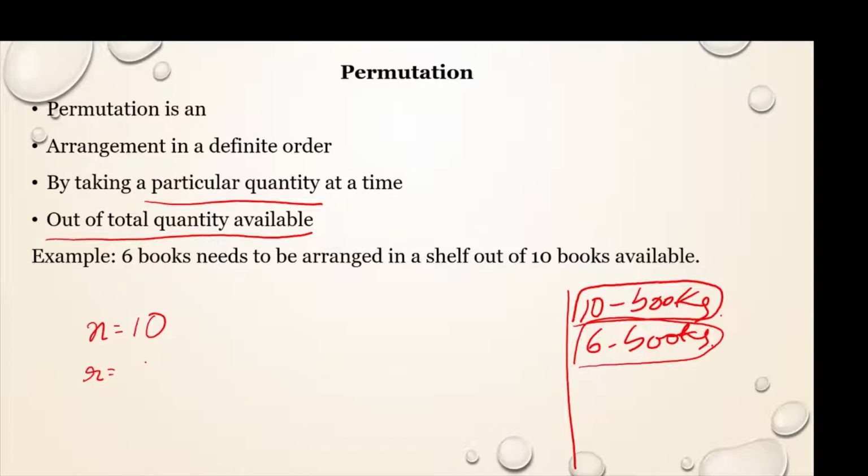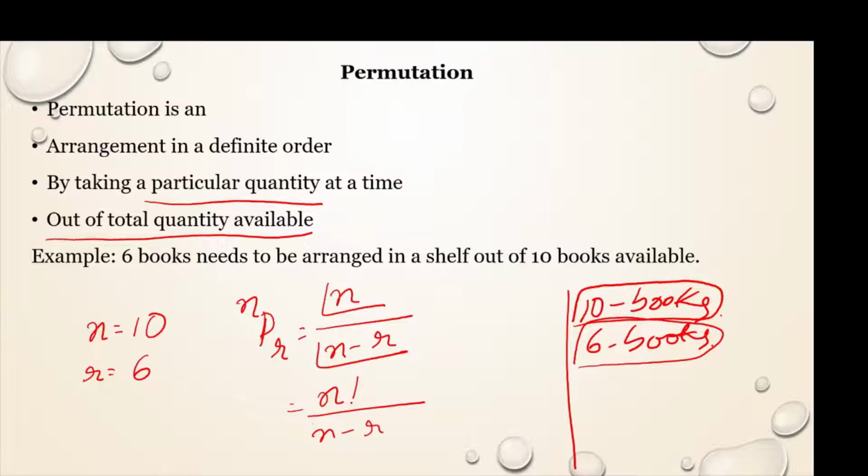the quantity which we take, that is 6, and the formula is nCr, not C, nPr, because P is permutation, n is the total quantity, r is the quantity which we have taken. So the formula for permutation: nPr equals factorial n divided by factorial n minus r, or n minus r factorial. You can also write this formula like this: n factorial divided by (n minus r) factorial.